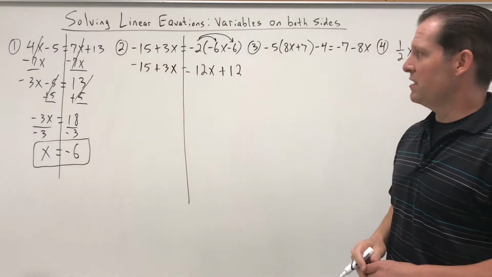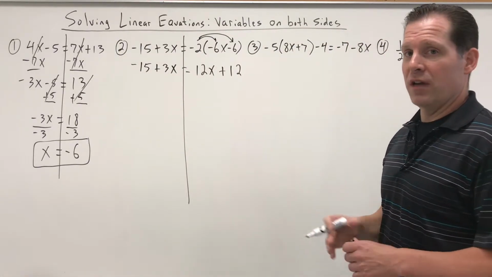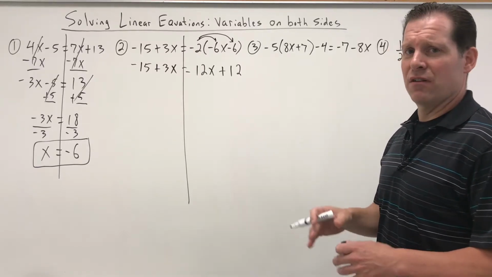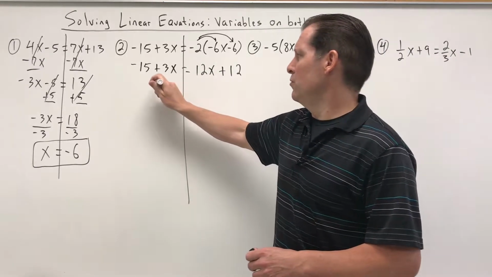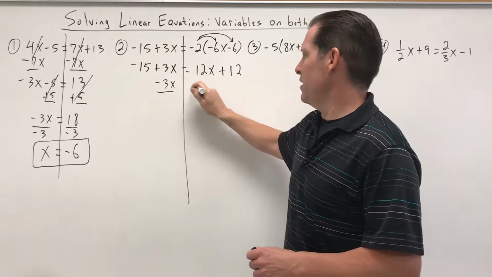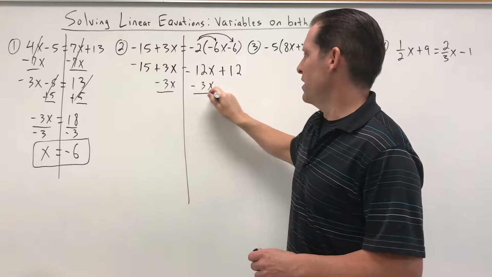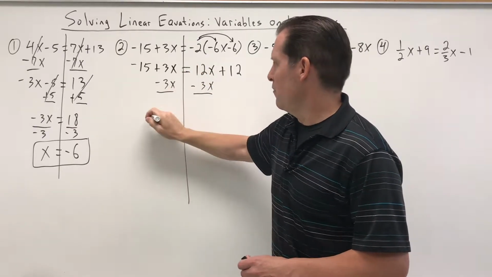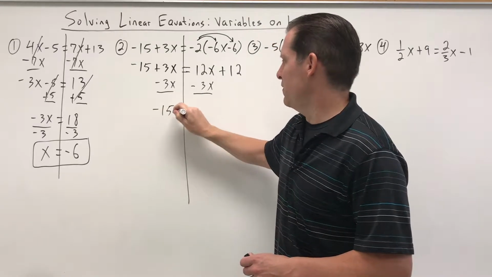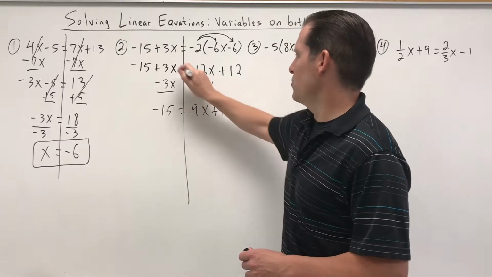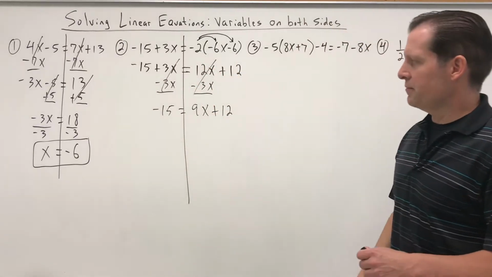So I want to move the x's to one side, and you can move again to the left or to the right side. This time I'll move it to the right side just to get a variety. So I'm going to move the 3x. If it's a plus 3x, I've got to subtract 3x from both sides. Just fix that equal sign there. And this is going to give me negative 15 is equal to 9x plus 12. So that's all done there.